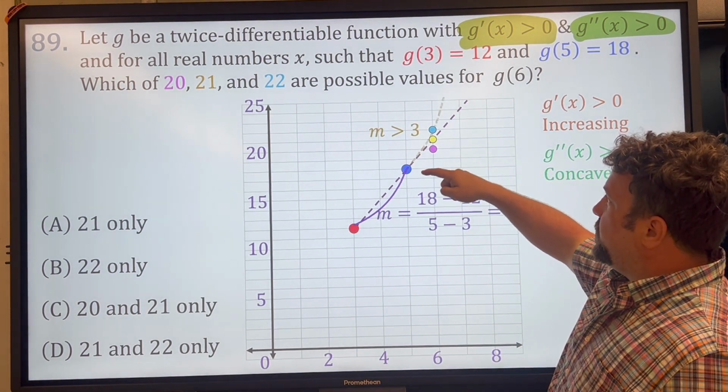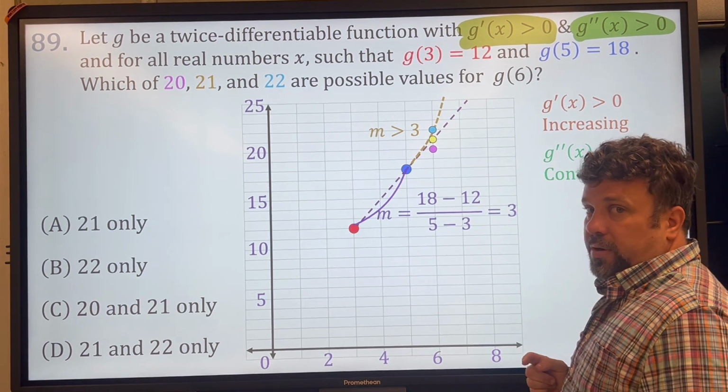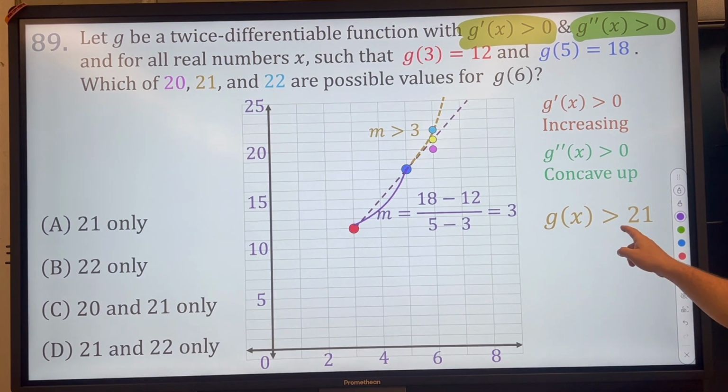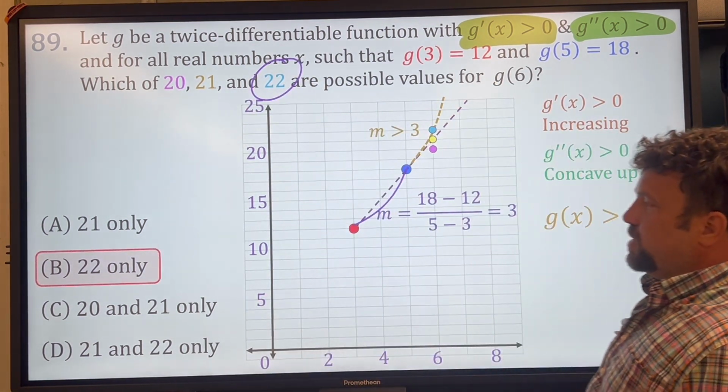So since this is where 3 is, a greater than 3 concave up slope would be something above that point. So the only value above 21 that's listed here is 22.